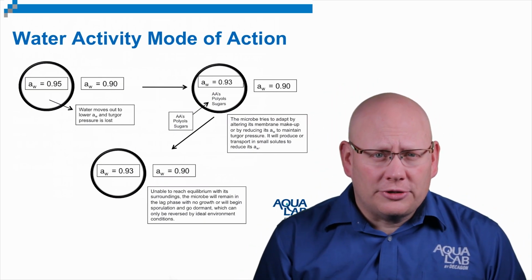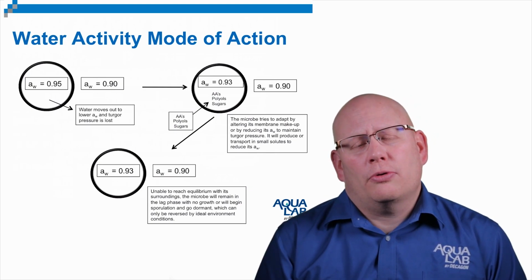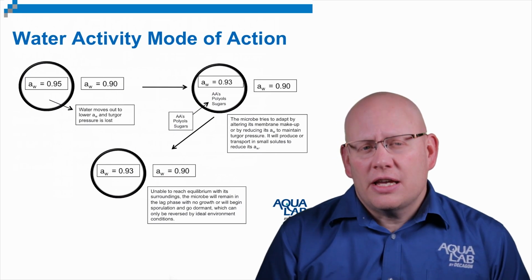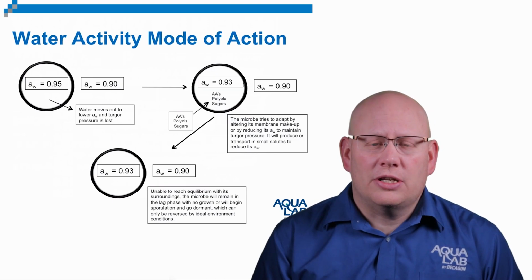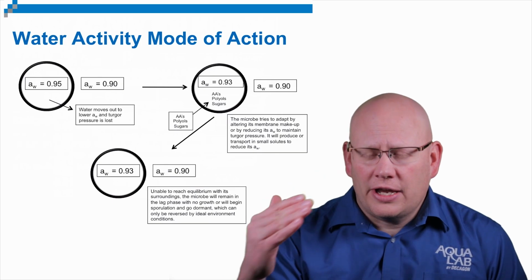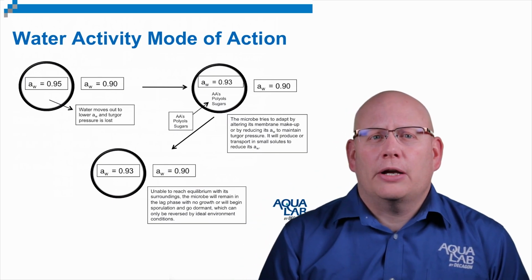So as a consequence, it either stops growing or it has to try and do some sort of an adaptation to be able to handle that stress. And each microorganism has its own unique ability to be able to adapt to those conditions. Some can get to very low water activities and still access the water. Hence, you have the different growth limits in terms of water activity for different microorganisms.